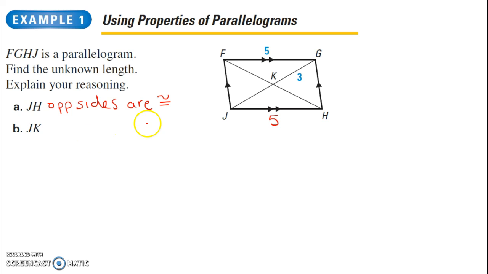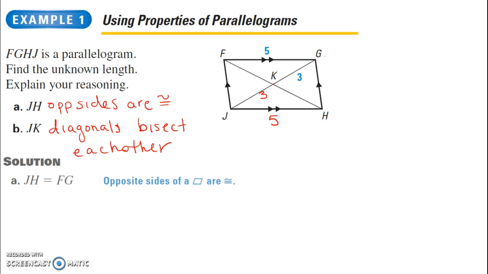For JK, we can see that's half of the diagonal here, because one of the properties is that the diagonals bisect each other. If this half from H to G is 3, from K to G is 3, then K to J must also be 3. And again, that's because diagonals bisect each other in a parallelogram. Okay, our next example.